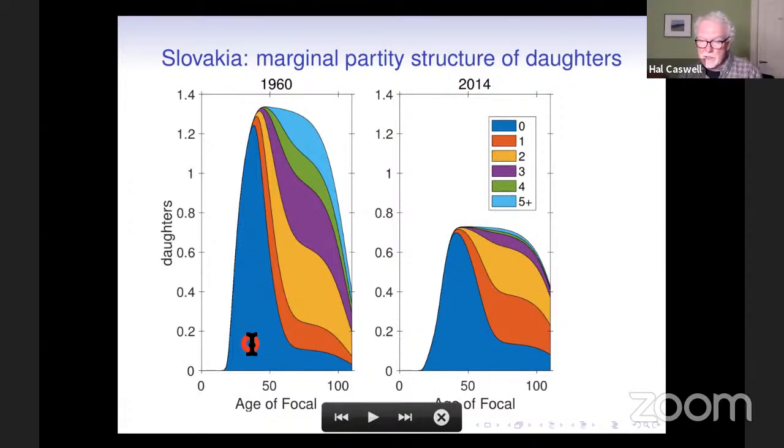But now what you see is they're color-coded inside into parity. So focal's daughters are born in parity zero. Then as focal ages, she begins to have daughters that are in parity one, and then two, three, four. By the time focal is elderly, she can expect to have this chunk of daughters in parity five plus. Under 2014 conditions, you almost never see any parity five plus daughters, hardly ever see any parity four daughters, very few three, and the distribution is full of these low parity individuals.